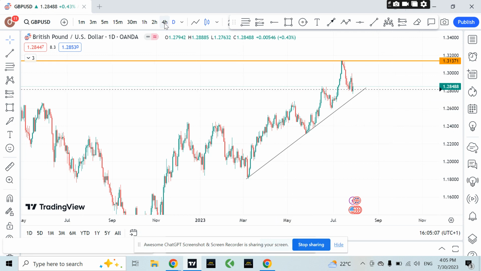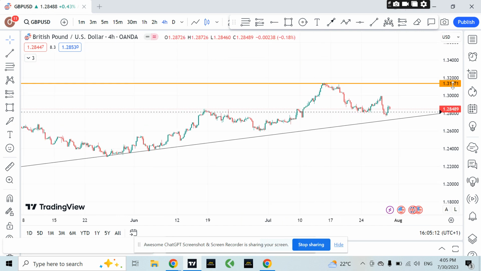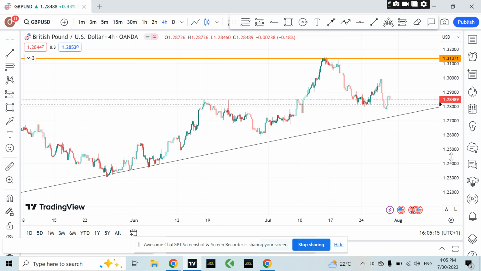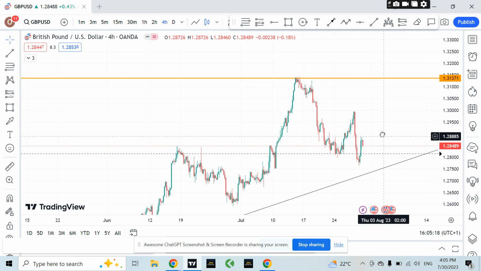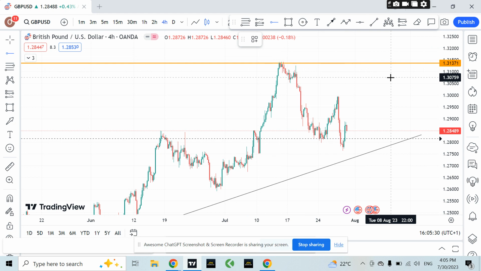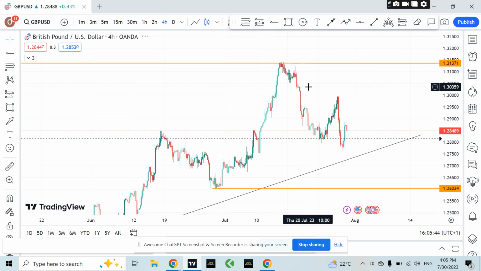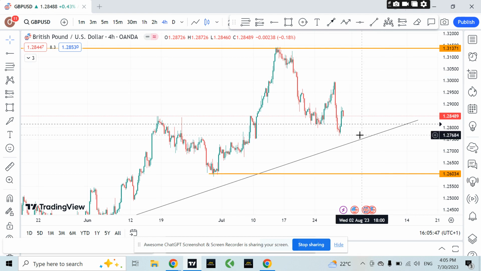So let's go to the 4-hour time frame and see what we have. So on the daily, this was our recent high and this was our recent low. Let me go back to the daily. So our recent low, okay. 4-hour. So ask yourself, why is the market buying at this level?